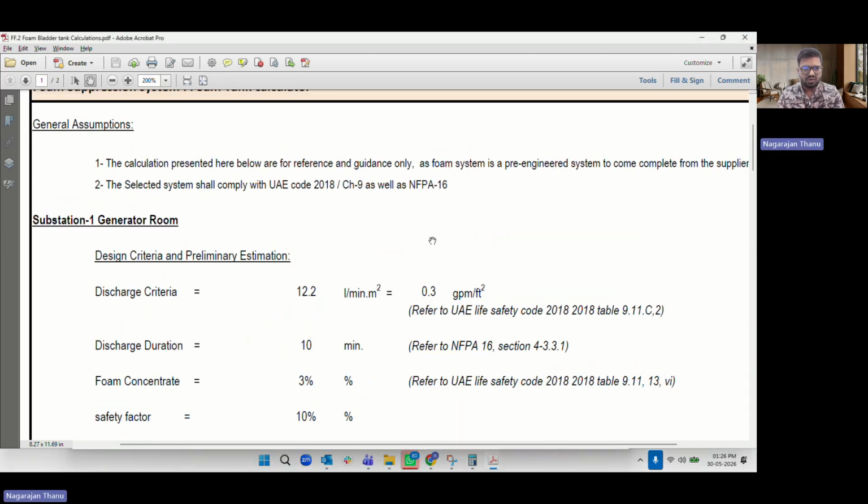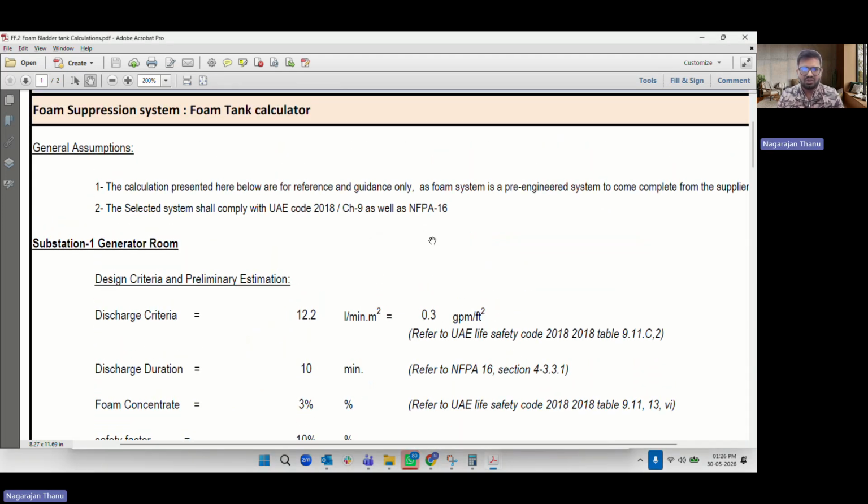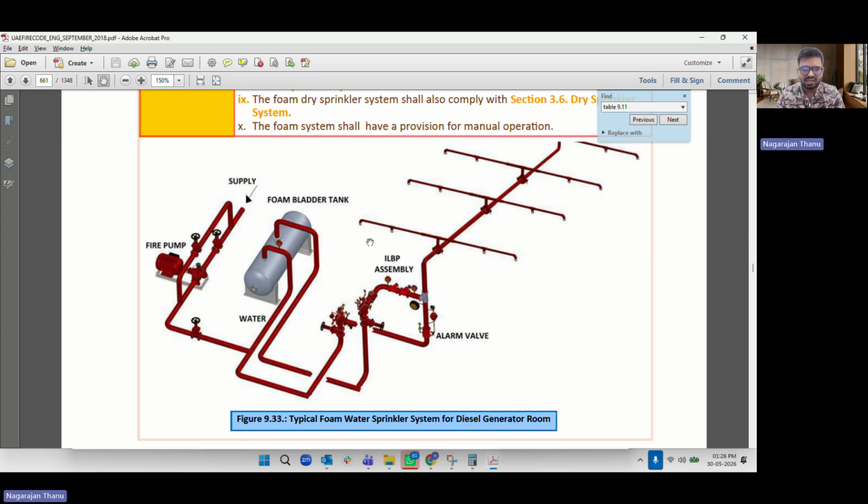Okay, so for designing this, we need two references. One is the NFPA 16. From there, we will take some reference for discharge duration and other things. And another thing, we will follow the UAE FLS code, chapter number 9 for the design. So first, we need to understand what the design discharge criteria is.